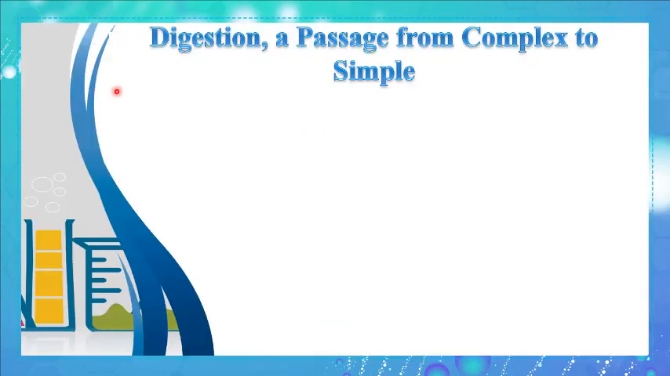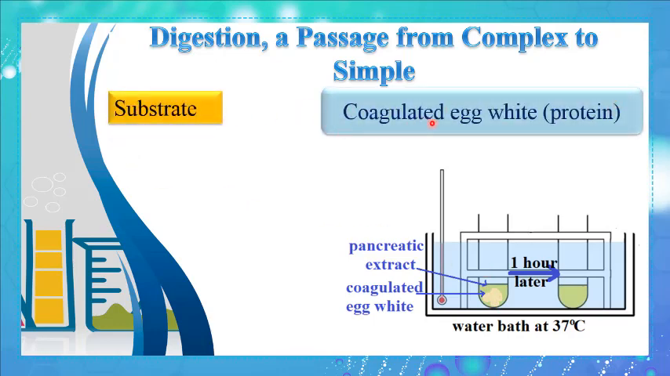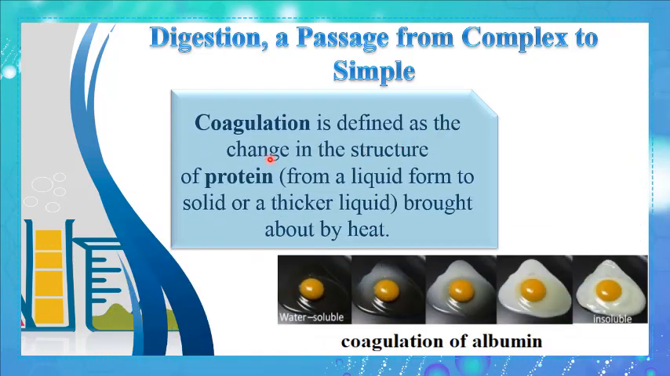In order to answer these problems, we conducted an experiment where a tube containing coagulated egg white and pancreatic extract is put in a water bath for 1 hour. The substrate in this experiment is chosen to be the coagulated egg white, or protein. But what do we mean by coagulated egg white? Coagulation is defined as the change in the structure of protein from a liquid form to a solid or a thicker liquid brought about by heat.